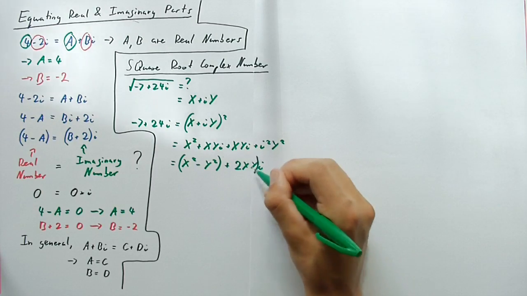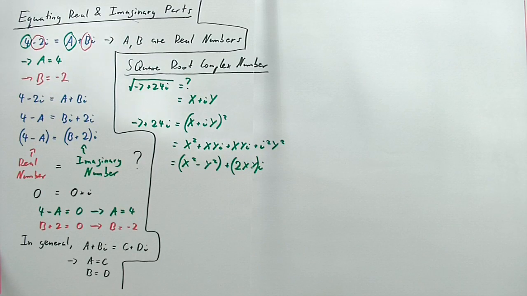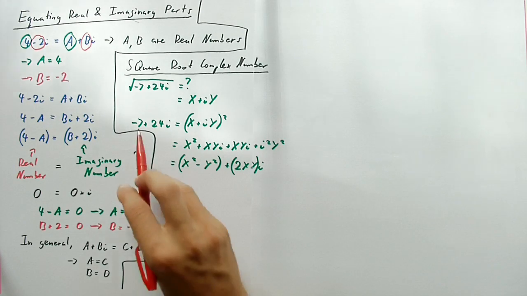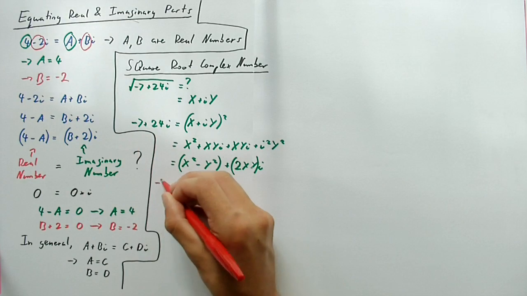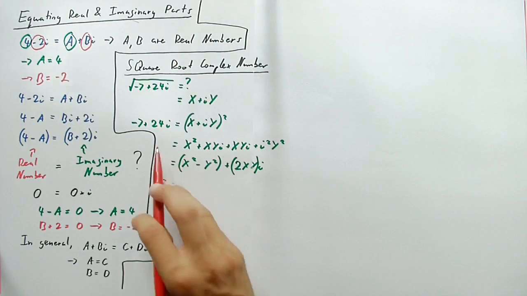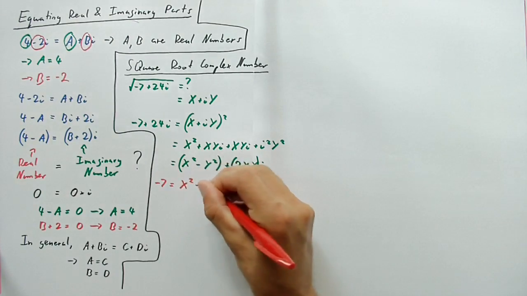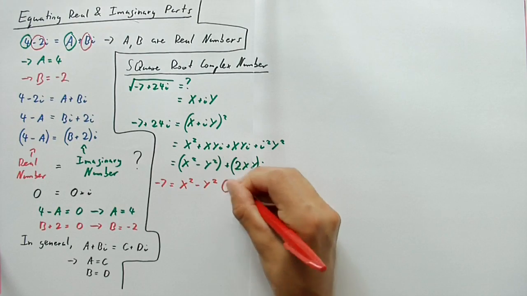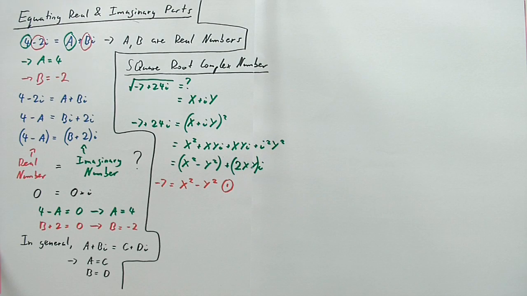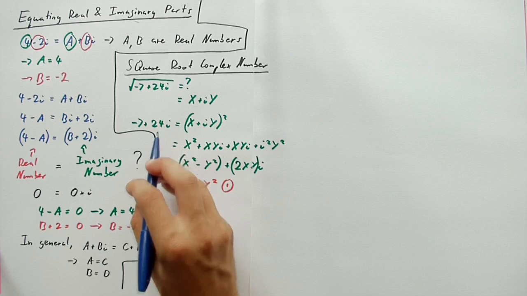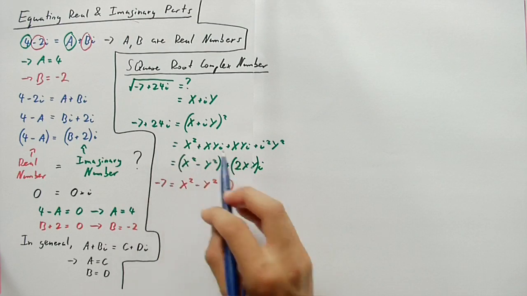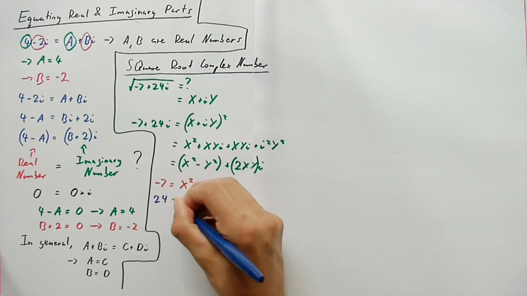And here we've got the imaginary part of our complex number, and here's the real part. Okay, so what do we do now? Well, now is the time to use our trick of equating the real and imaginary parts. So the real part of this complex number is minus 7, and by equating the real parts, this is going to be equal to the real part of this complex number, which is x squared minus y squared. So we get that minus 7 is equal to x squared minus y squared, and now I'm going to call this equation 1. And by doing the same thing with the imaginary parts, we'll get that the imaginary part of this complex number, which is 24, is equal to the imaginary part of this complex number, which is 2 times x times y.